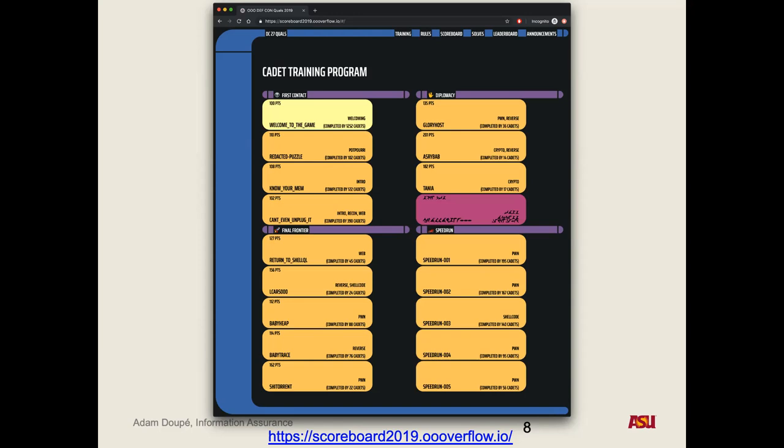During DEFCON, we do not release all the challenges at one time. Maybe this is going to be different from our CTF. You're going to have all the challenges at one time, but it doesn't really matter. As long as you're solving, you get a score, you're happy.